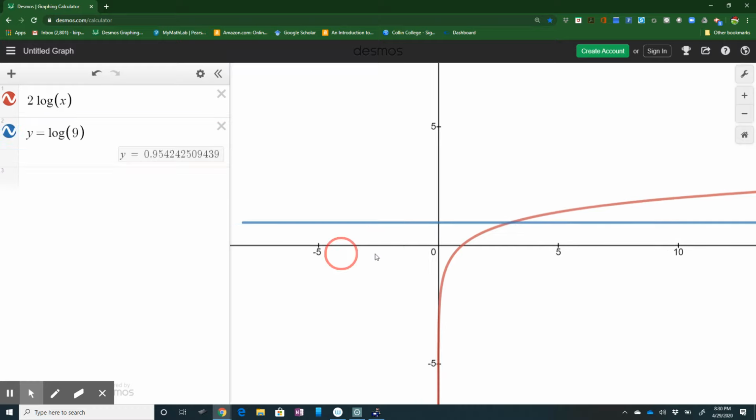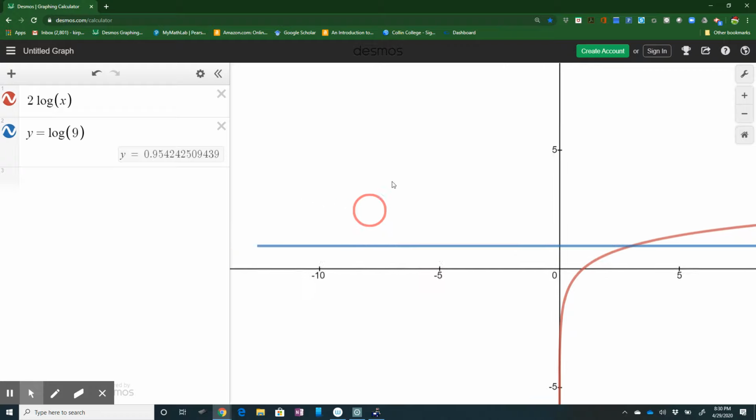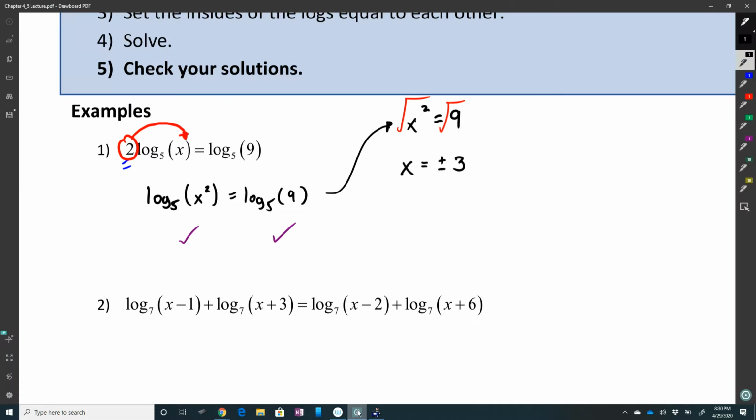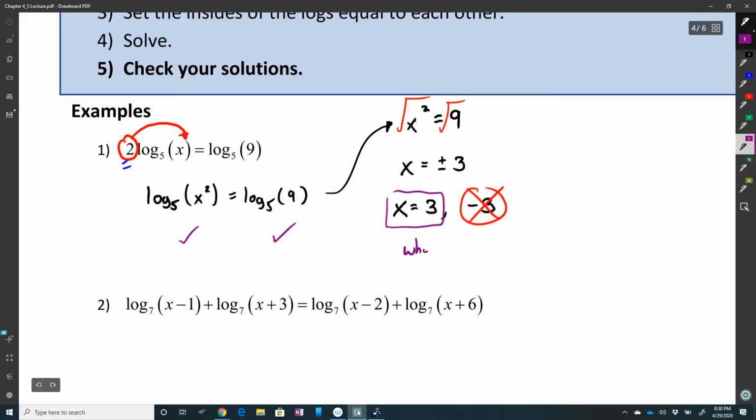Notice there's no negative 3. The real answer, it turns out, is just positive 3. So if I go back here, my answers that I got were x equals 3 and negative 3. It turns out negative 3 is an imposter. My only solution here is x equals 3. So the question is, why? And that's where the domain comes in.